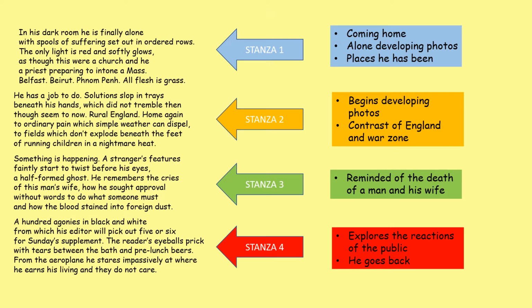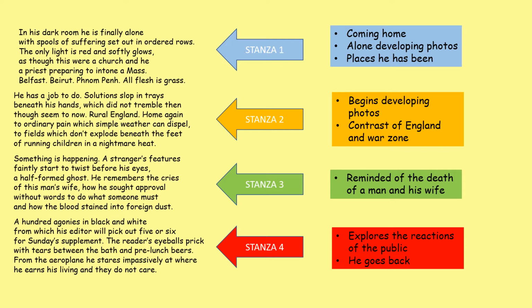Okay, so here is where I'm going to take you through revising each stanza and what they were about and what the poet is trying to tell us. Okay, so we need to remind ourselves of what's happening in each stanza so that we can remember what the poet was trying to convey to us as her reader. So first of all, stanza 1, okay, this is the war photographer coming home and he's finally alone in his dark room getting ready to develop the photos that he has taken. And he then lists the places that he has been.